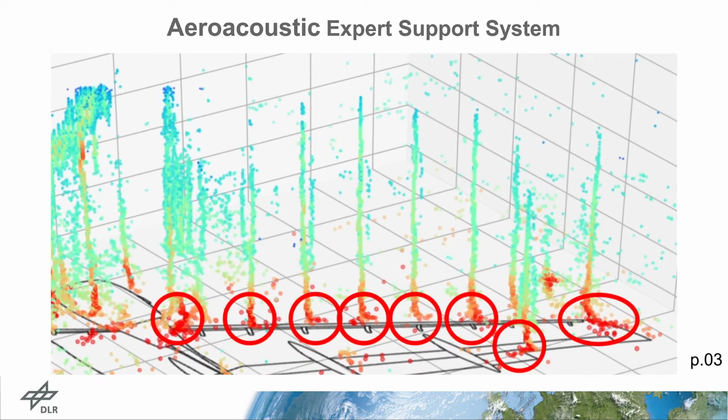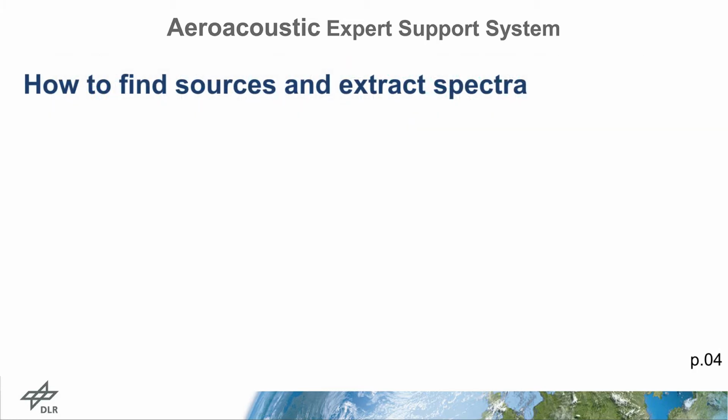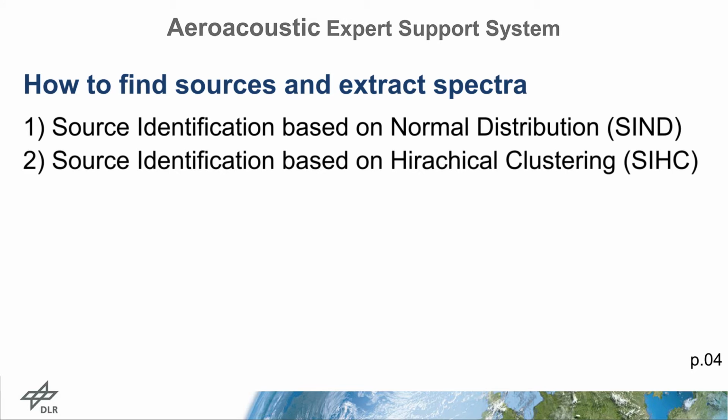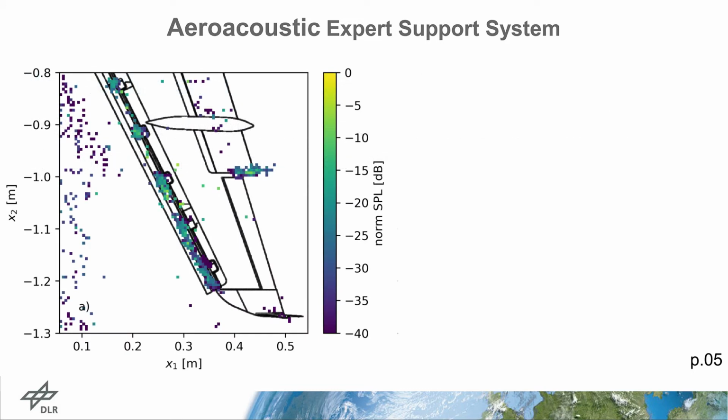Based on this observation, we present two approaches on how to detect sources and extract their spectra from this point cloud. The first one is based on the assumption that the source parts are normally distributed at a source location. We call it SINT. The second one locally approximates the distribution and then clusters the point cloud hierarchically using the HDBSCAN algorithm. We call it SIHC.